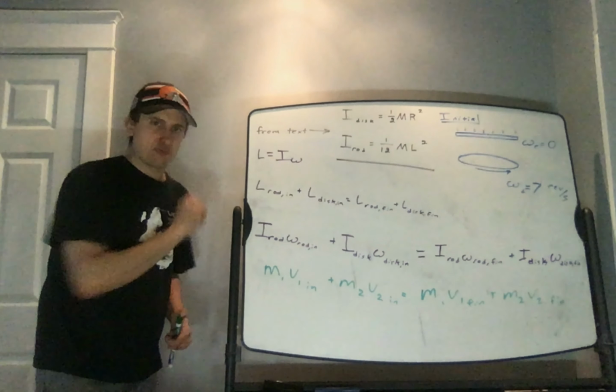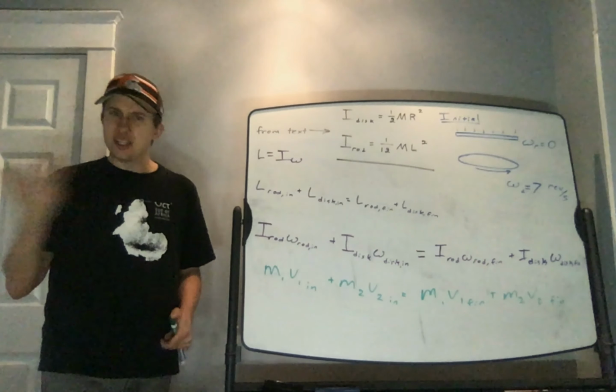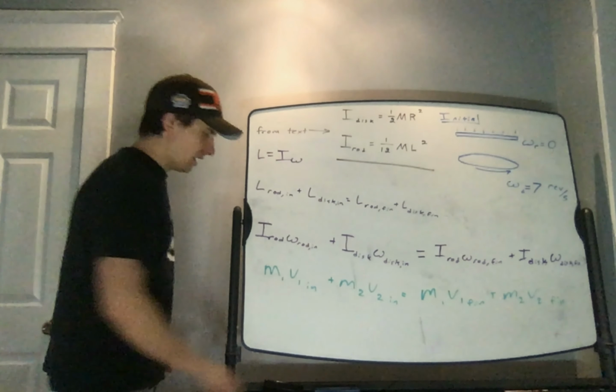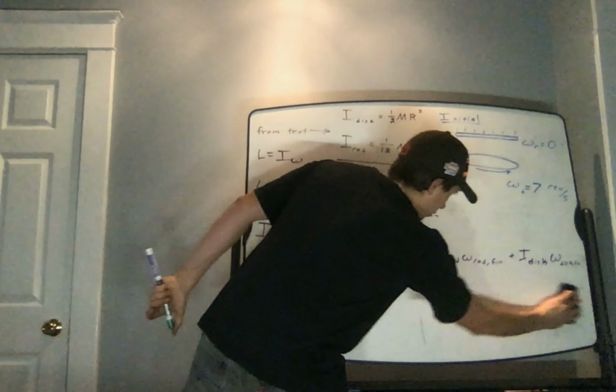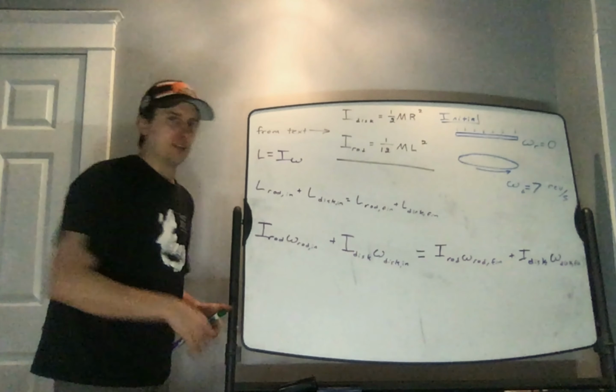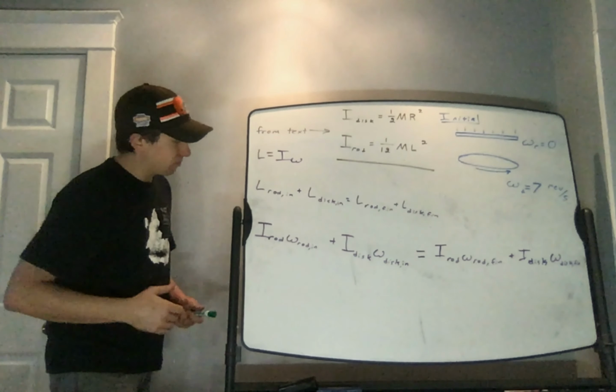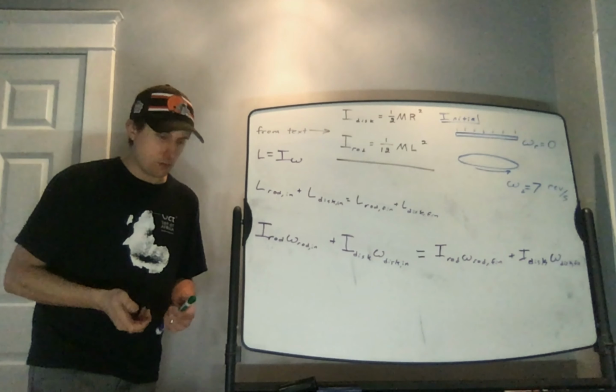It turns out in this problem that is not going to be the case. But in the previous example, that did happen, and I just wanted to point that out. So now we could go ahead and solve for the final angular velocity of the disk and the rod, and we could start plugging in some numbers to simplify this equation.